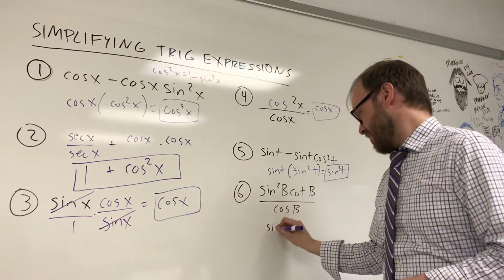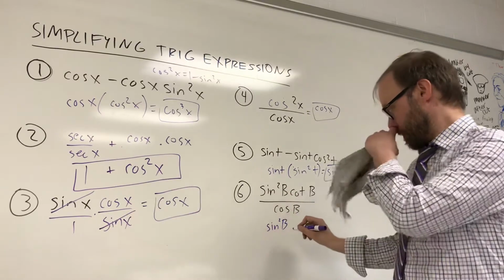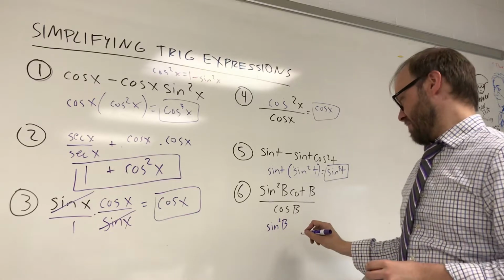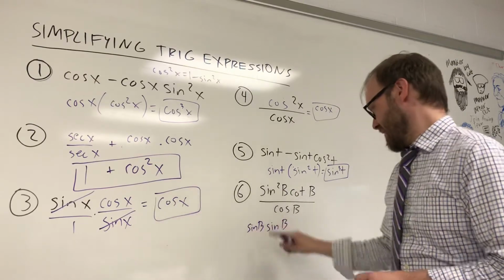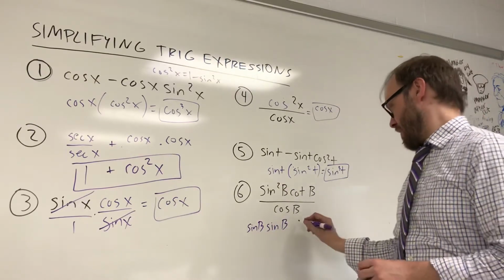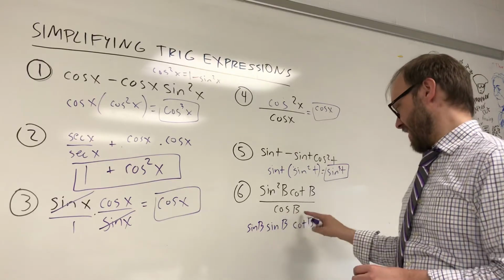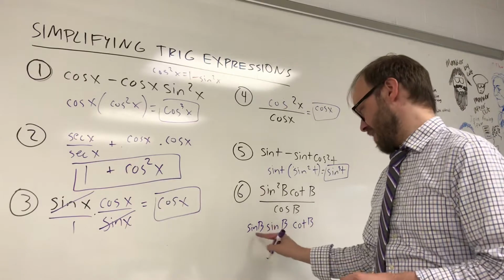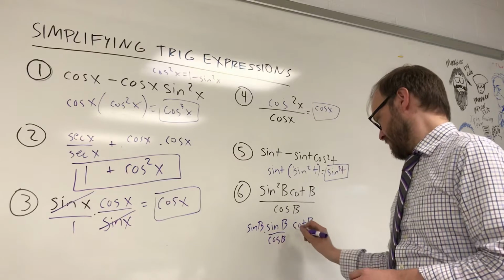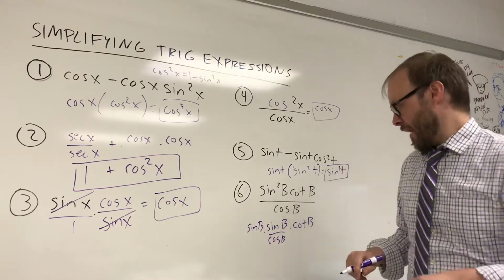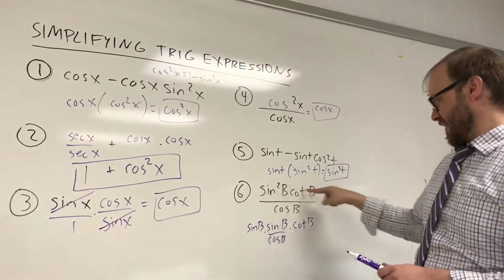I'm going to do a sine squared. This is called a beta, by the way, if you didn't know your Greek letters. I think I'm going to do a sine squared of beta. You know what? I'm going to break this up as a sine of beta times a sine of beta times a cotangent of beta. That's what's on the top. On the bottom, we just have a cosine of beta. So I'm going to do this as a sine of beta times a sine of beta over a cosine of beta times a cotangent of beta, okay?